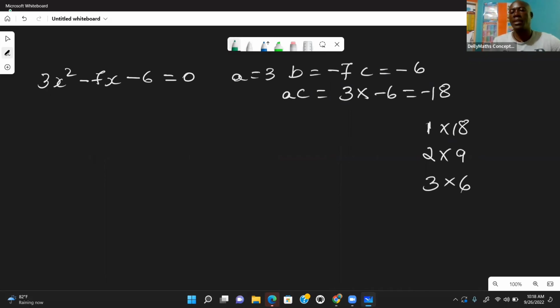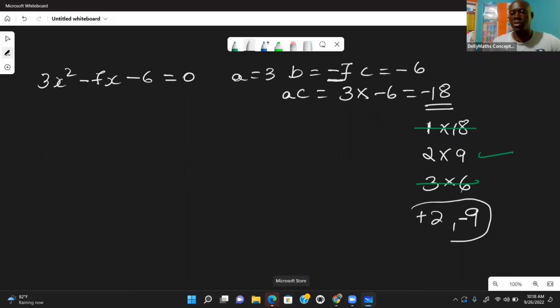Well, definitely 1 and 18 can never give a 7. 3 and 6 can never give a 7. But the 2 and the 9, we could see that a 7 is possible. So we have 2 and 9 to look at. Now remember that if ac is negative and 2 things multiply to give a negative number, 1 will be positive and 1 will be negative. The rule says let the bigger one take any sign b has. b is a negative 7, which means the 9 is going to be negative and the 2 will be positive.